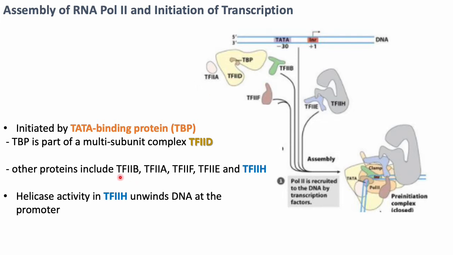TF2B. So here we are. And then we've got TF2A, and also we have TF2F. And in another complex which also comes together, it's TF2E and TF2H. And so this complex is assembled and is recruited. So pol II is recruited to the DNA by the transcription factors. And this then causes the DNA to bend around, and this is known as our pre-initiation complex. And the helicase activity in TF2H helps to unwind the DNA, so create that bubble, normally at the promoter site.